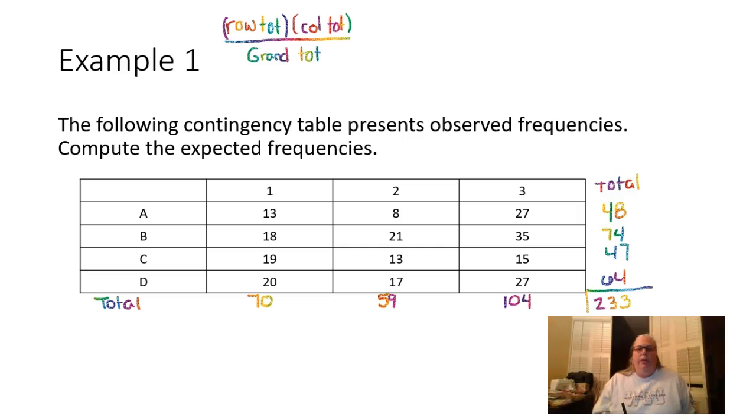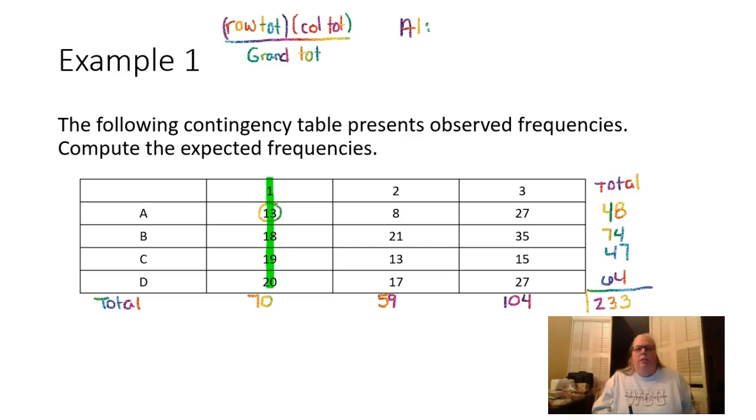Okay, now let's go and find the expected frequencies. And here we're going to have 12 because there are 12 cells in our contingency table here. All right, and the way I like to do this is row A, column 1. So we are computing for this one right here.